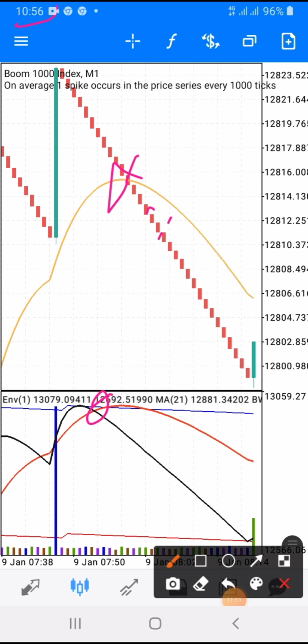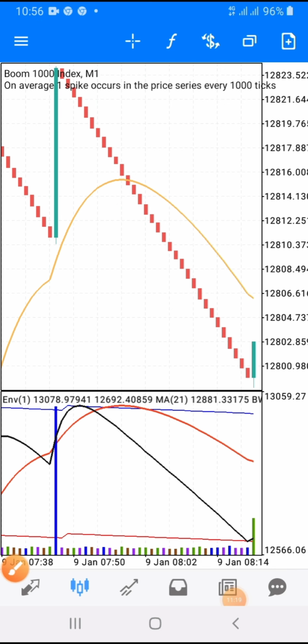Whatever profit that you make, take it. It is a profit, an added advantage to your capital. All right, so do it at least 4 to 5 times in a day. You rest. Do not overtrade, guys. Do not abuse this strategy.